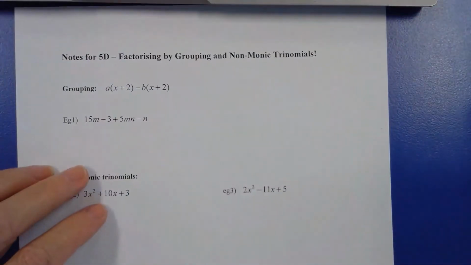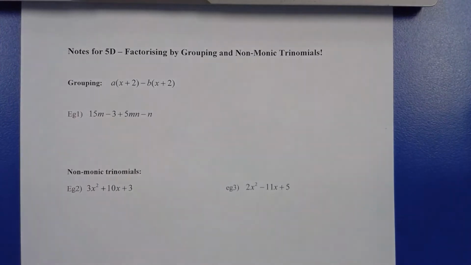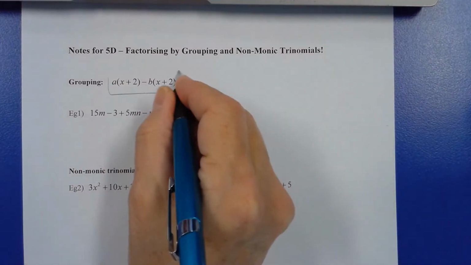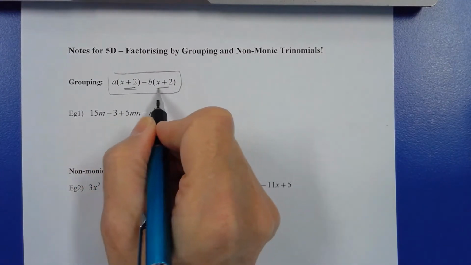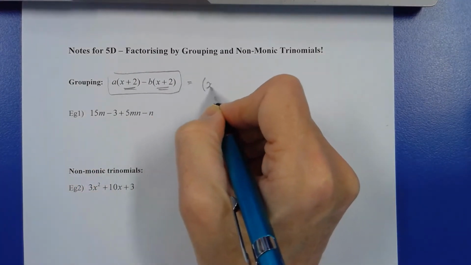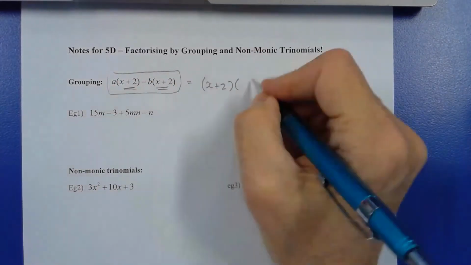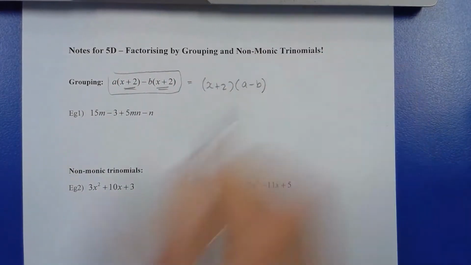Okay, good. So this is 5D, factorizing by grouping and non-monic trinomials. The first part is about grouping. When I have a situation like this where these two factors are the same, I can take out that factor and then write the leftovers down. And so that's factorizing by grouping.